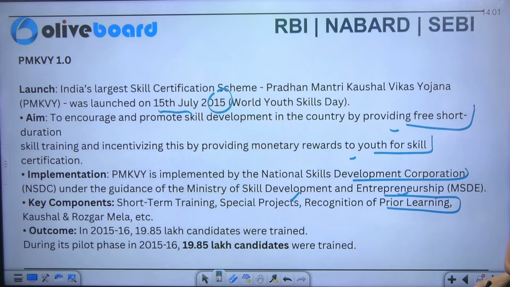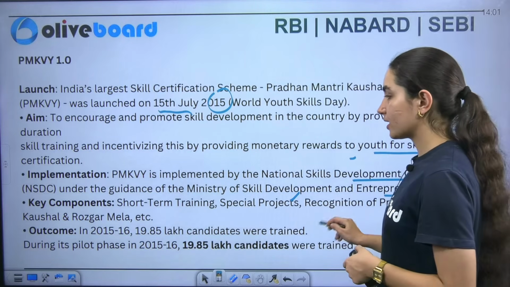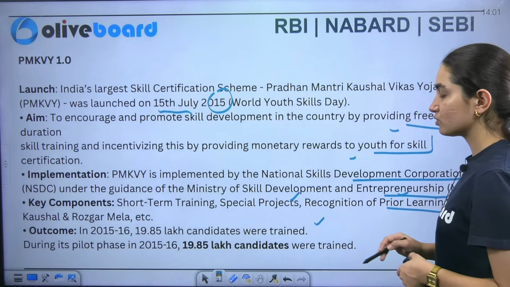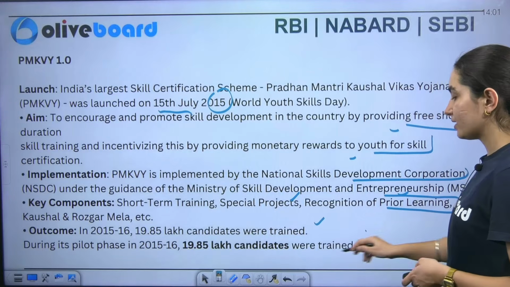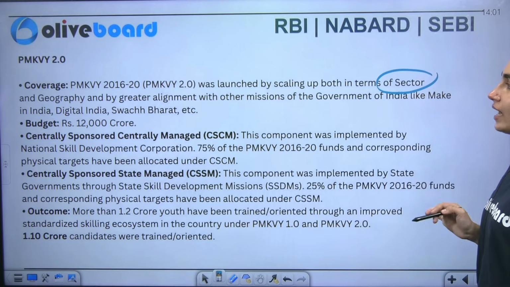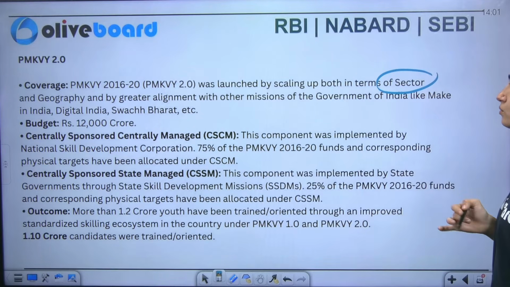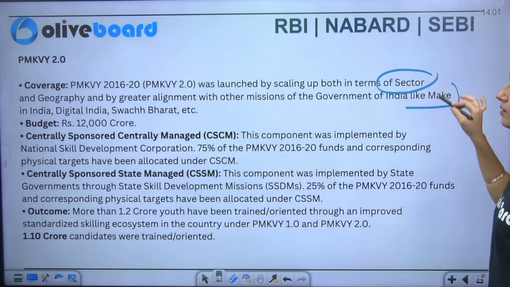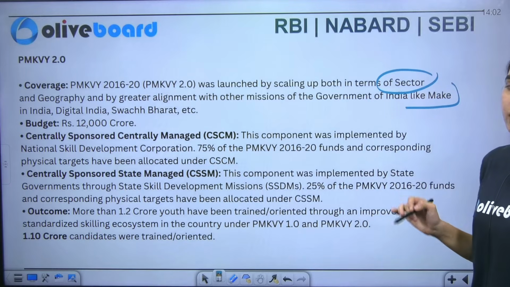What were the outcomes? In 2015-16, 19.85 lakh candidates were trained during this pilot phase. Along with that, if I talk about 2.0, it was initiated in the years 2016 to 2020, and it was launched by scaling up both in terms of sector and geography, and by great alignment with the other missions of the Government of India, like Make in India, Digital India, Swachh Bharat, etc.